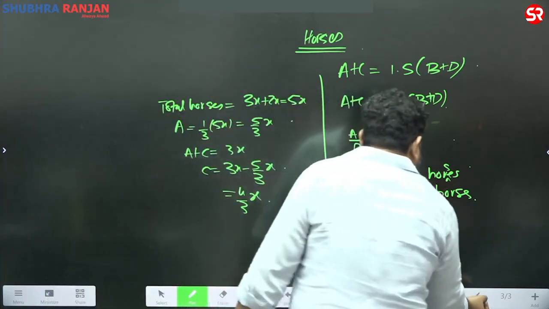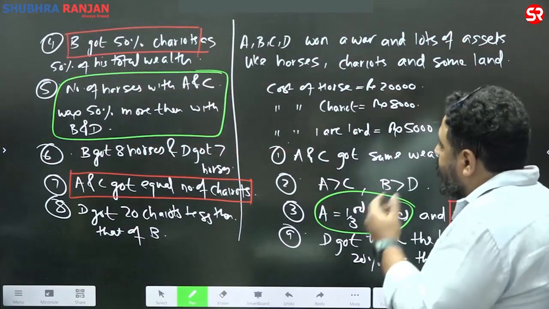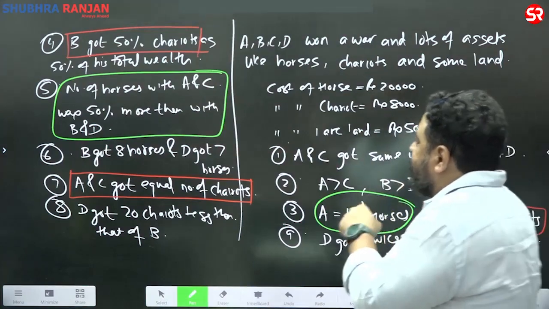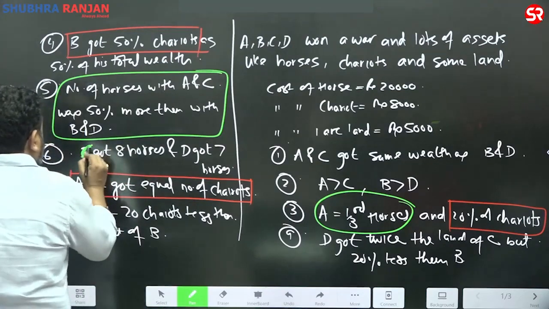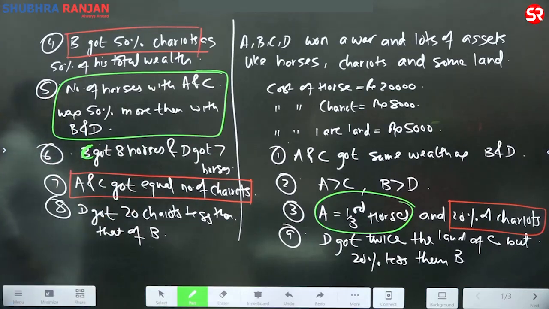एक मिनट रुकना. ये C कर लो. Sorry, C got, this is C. C got 8 horses and D got, sorry, this is my mistake, right? So 50 गया, तुम सबका नहीं, मेरा भी गया. ठीक है. C got 8 horses and D got 7 horses. ठीक है.